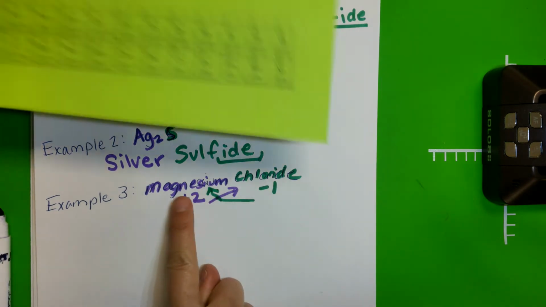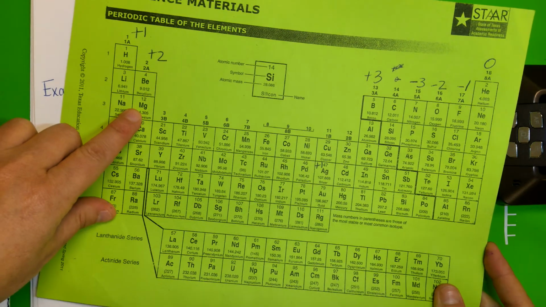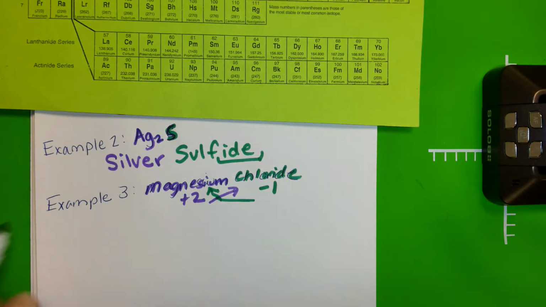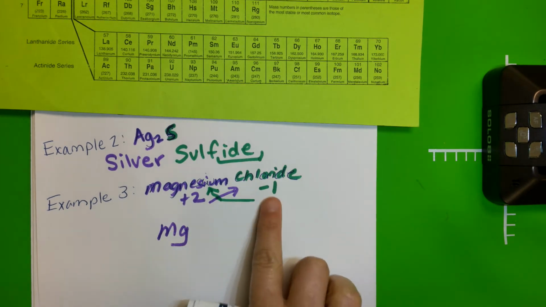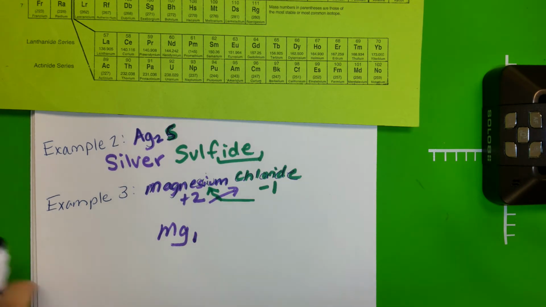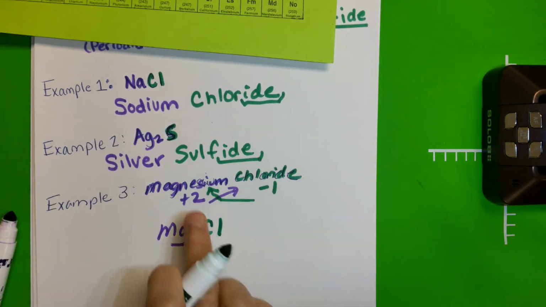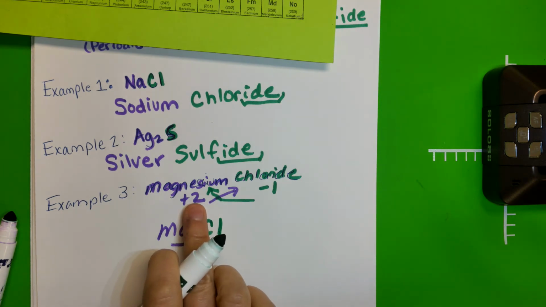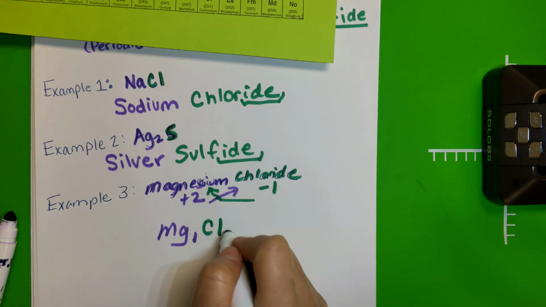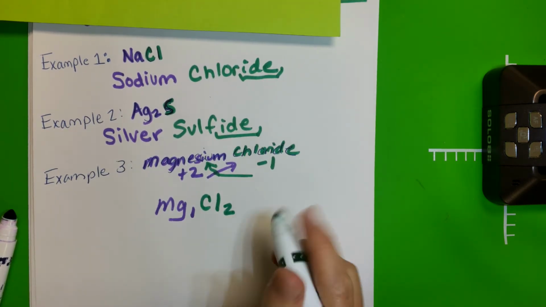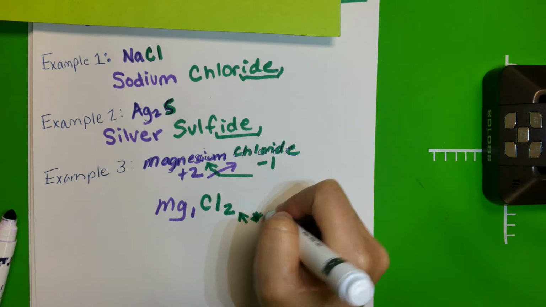You have to write down magnesium, and since you're writing formulas, you're going to write the symbol. So it will be Mg, and then a 1. And then chloride has the symbol Cl, and it has a 2, so that 2 will turn into a subscript. All these numbers signify is the number of atoms, the number of chlorines there are.